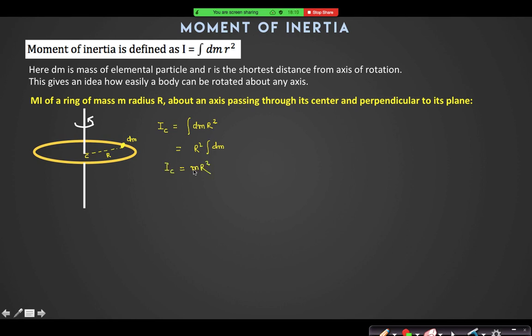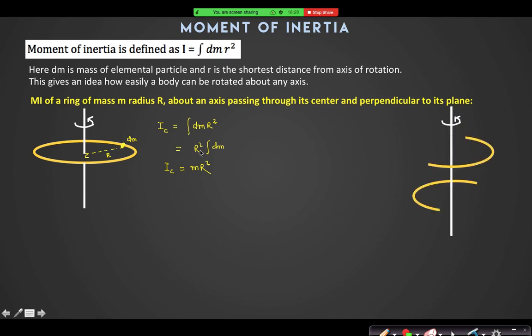Now you can see that it does not depend on how the masses are distributed over the ring. Even if the masses are distributed non-uniformly over the ring, can I use the same formula for moment of inertia, or will it change? It will remain the same, right?